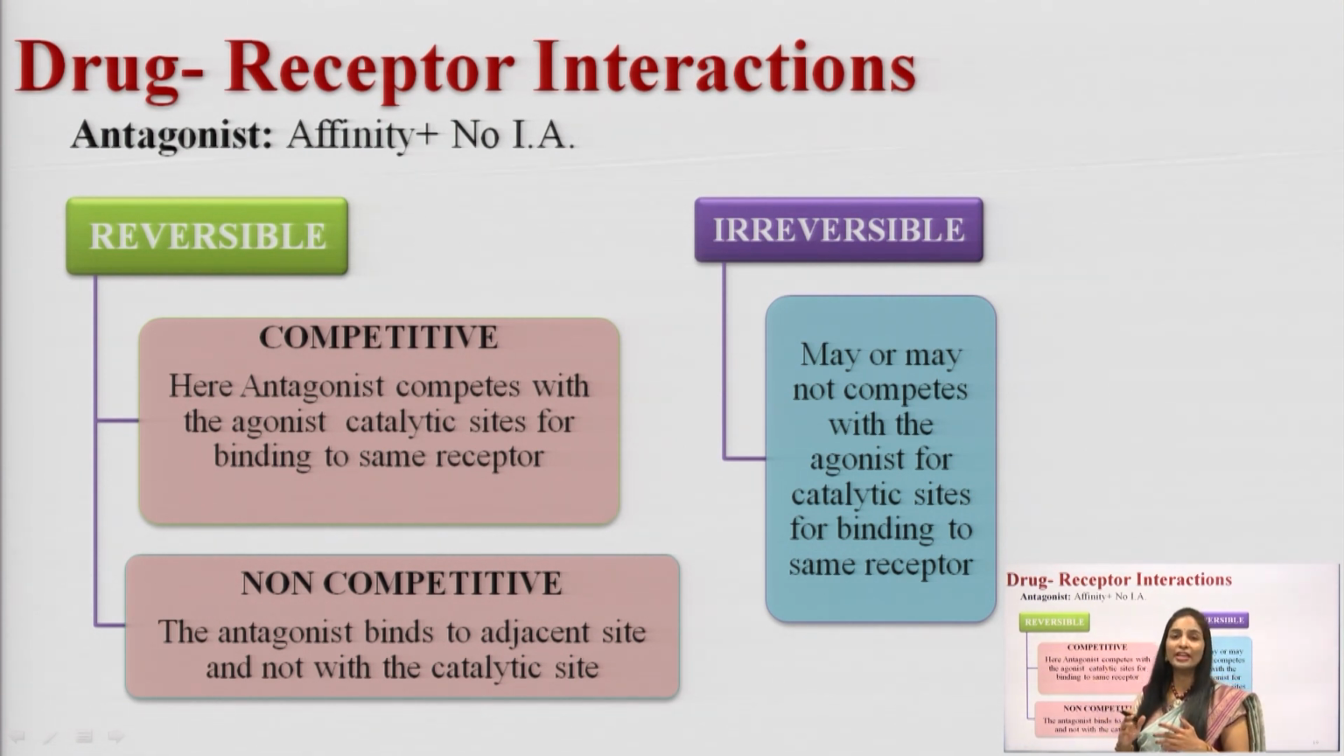So what is reversible? Here it is classified into competitive and non-competitive. In the previous slide I explained that competitive means the drug goes and binds to the catalytic site of a receptor and competitively inhibits its action, right? And non-competitively, apart from that catalytic site, it will bind to any other site of a receptor and inhibit the action of the receptor. And the next one is irreversible. Irreversible may or may not compete with the catalytic site of a receptor, and it will produce an irreversible action.